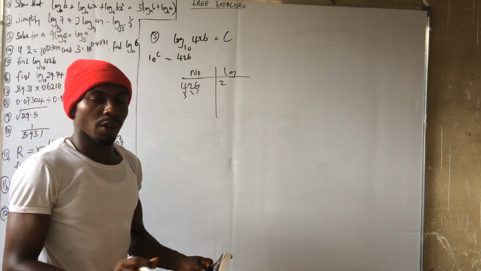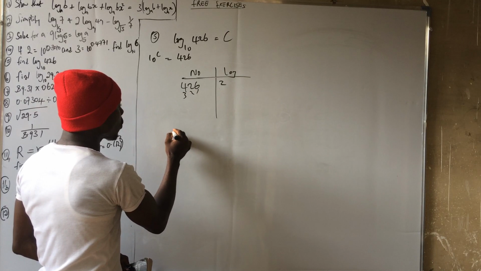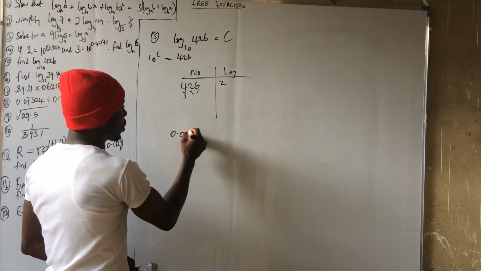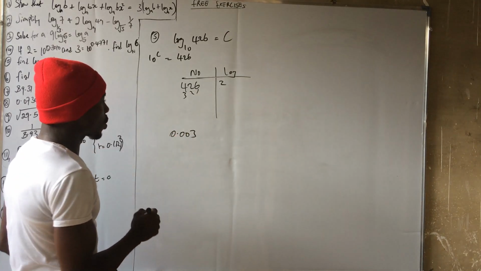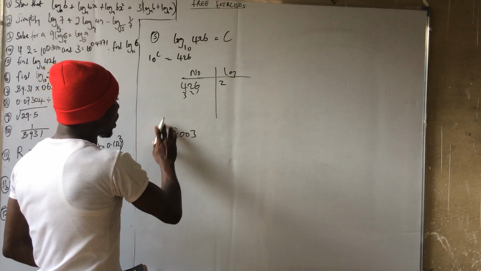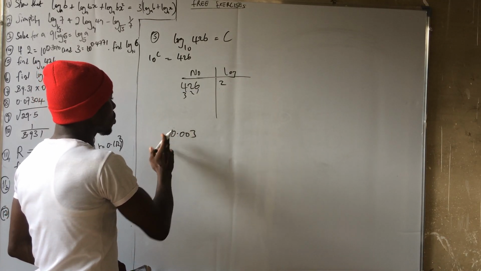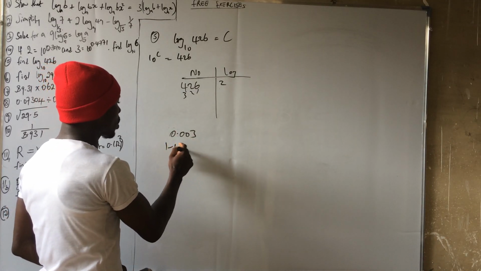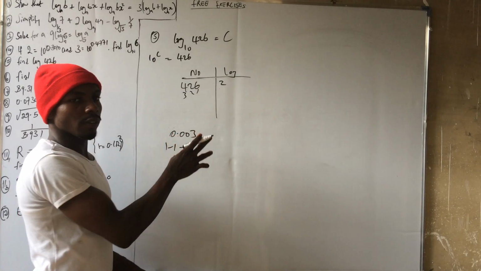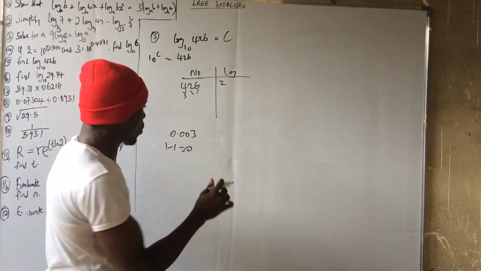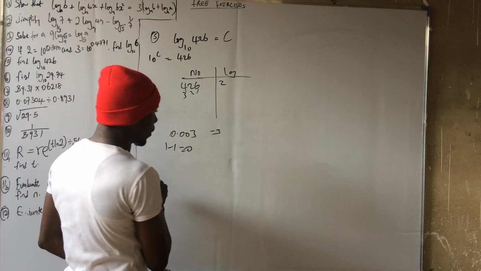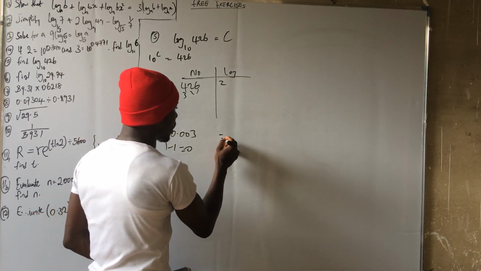No doubt that is very, very correct. But what if we have 0.003? How are we going to do it? How many numbers do we have here? How are we going to count it? Is it just 1? 1 minus 1 is equal to 0. But the characteristic of this number here is not 0. It is negative 3, the one we call bar 3.